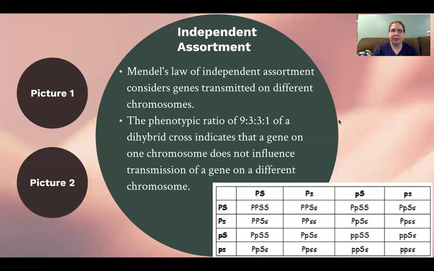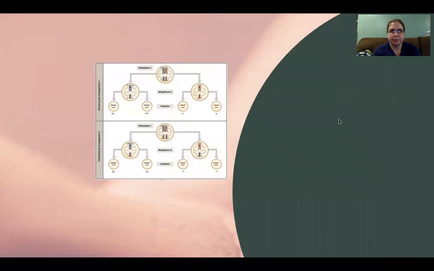Now let's relate this back to meiosis. Remember, we said the law of segregation says how a homologous pair separates during meiosis so that each offspring only gets one copy. Well, what independent assortment is saying is that when all the homologous pairs separate, no homologous pair is going to affect the separation of another homologous pair.